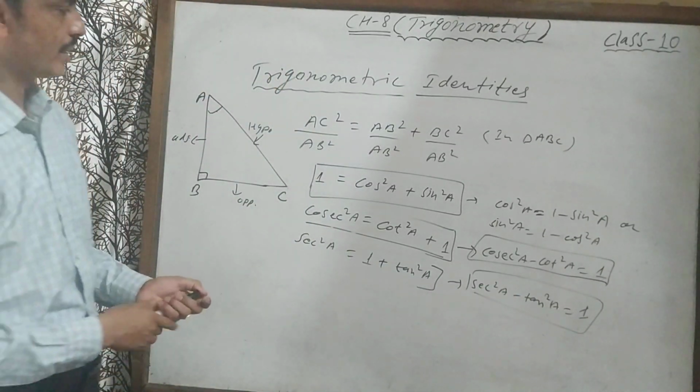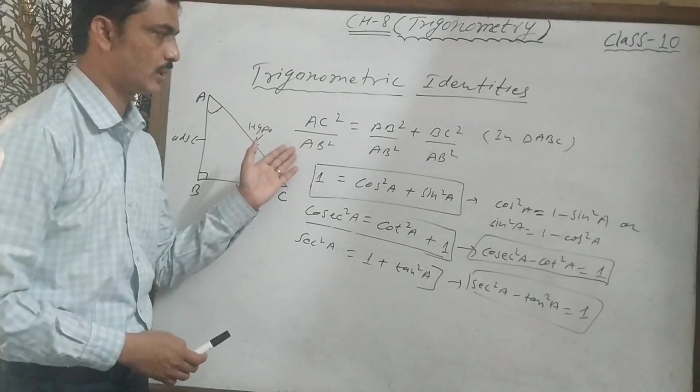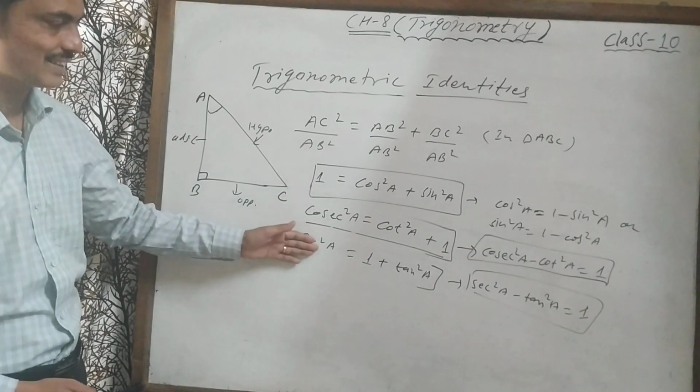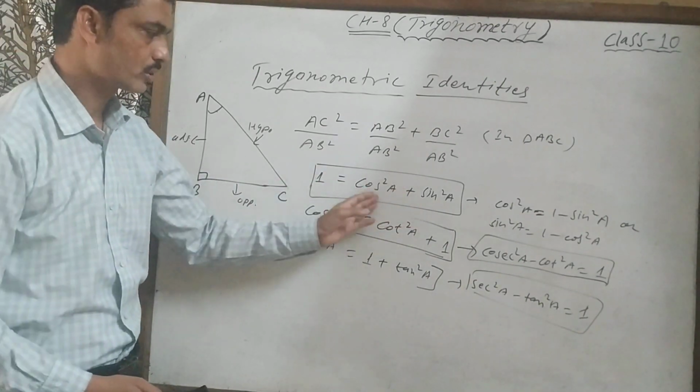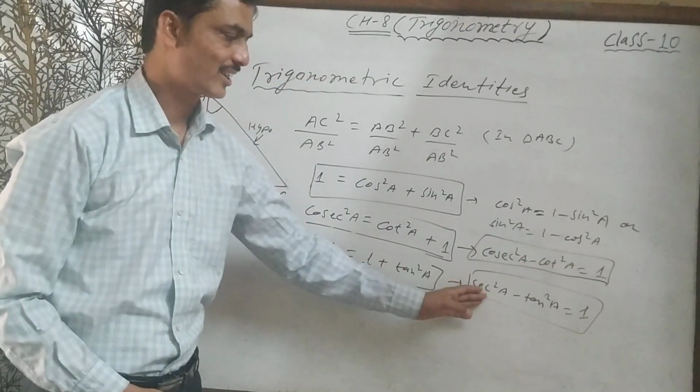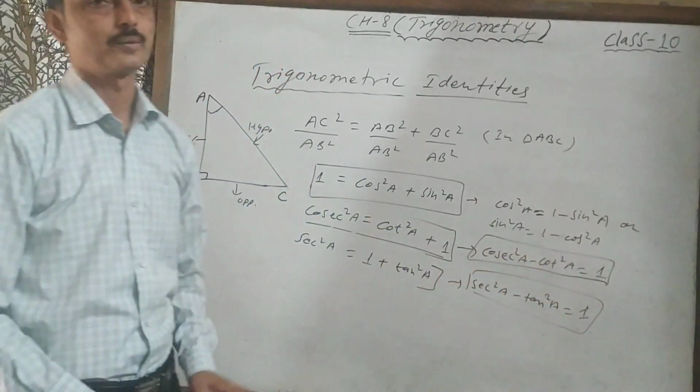So by using Pythagoras theorem we can form the trigonometric identities: sin square theta plus cos square theta is equal to 1, cosec square minus cot square is equal to 1, and sec square minus tan square is equal to 1.